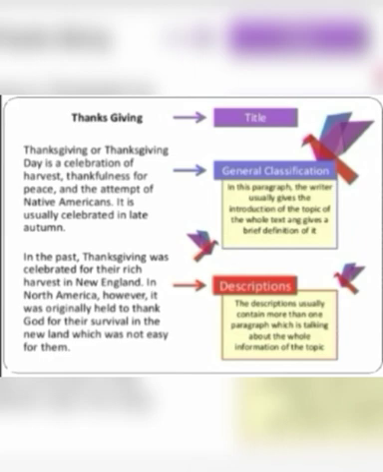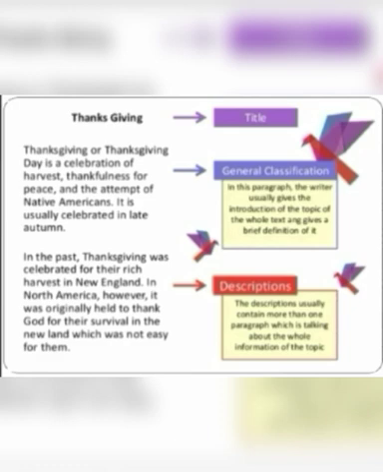And the next, there is general classification. In this paragraph, the writer usually gives the introduction of the topic of the whole text and gives a brief definition of it. For example, Thanksgiving Day is a celebration of harvest, thankfulness for peace, and a theme of Native Americans. It is usually celebrated in late autumn.